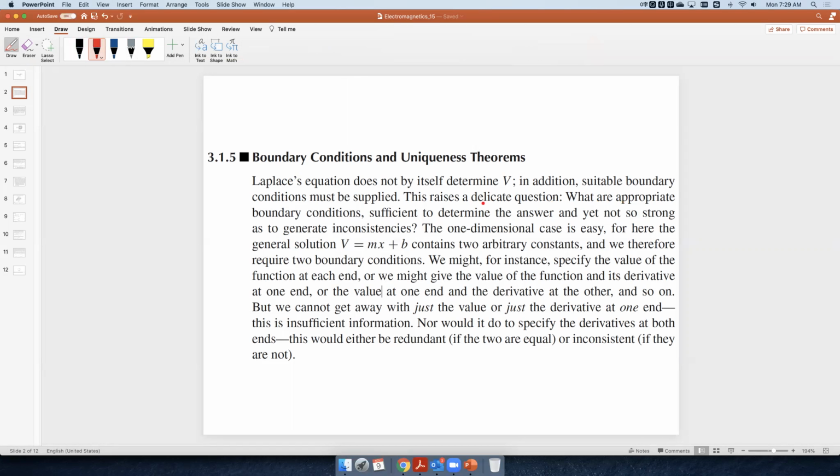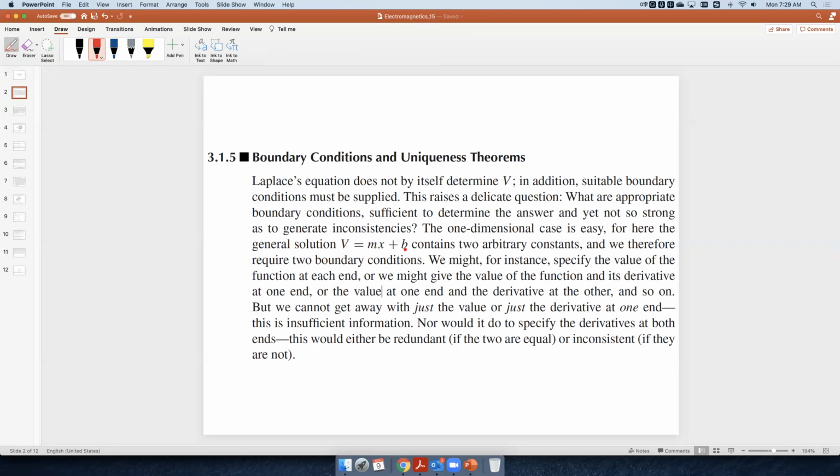So if we need to use the boundary condition to solve this Laplace equation, then there's a question. What are the appropriate boundary conditions which are sufficient to determine the answer and not so strong as to generate inconsistent or redundant results? The one-dimensional case is easy because for the one-dimensional Laplace equation, you have a general solution, which is V equals mx plus b.